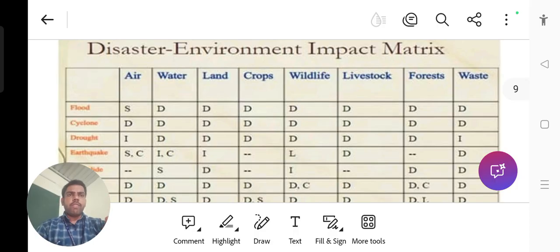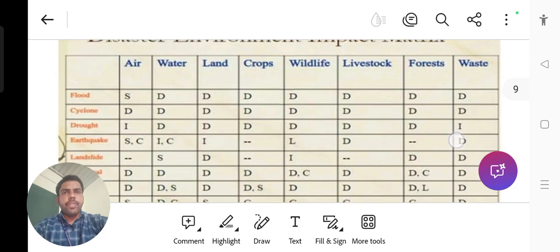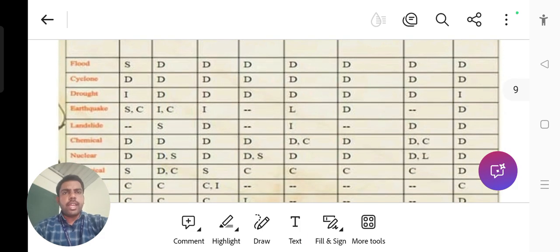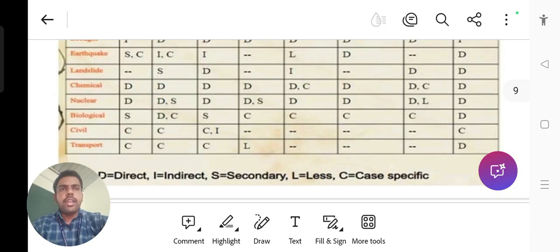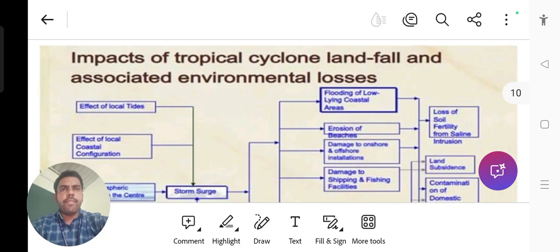And livestock and forest also have direct impact. And earthquake, secondary and primary. And nuclear weapons, that is also direct, and secondary also. And transport means, case-specific location. Some of the examples are there.